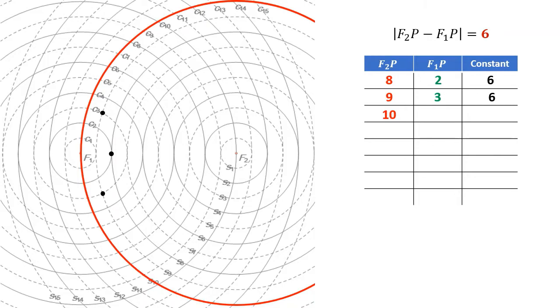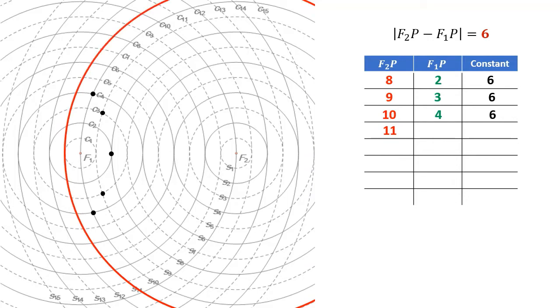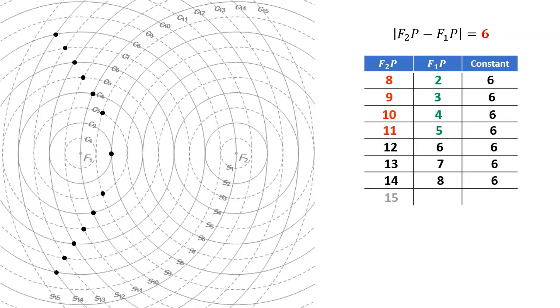All right, we can continue with circle S10. The difference would be 6, so that means we would have to use circle C4, and the intersection of those 2 circles will of course be on our hyperbola. We can continue this. So 11 and circle 5 for the other set of circles, that difference would be 6. And we could continue: 12 and 6, 13 and 7, 14 and 8, and then 15 and 9.